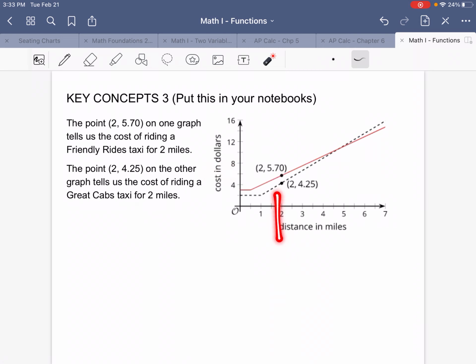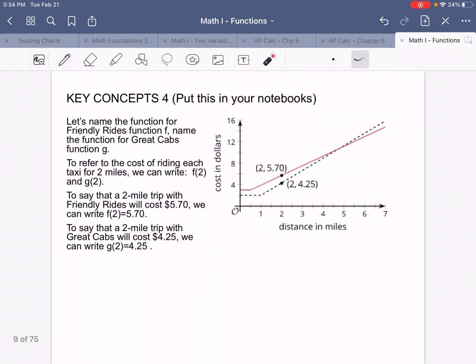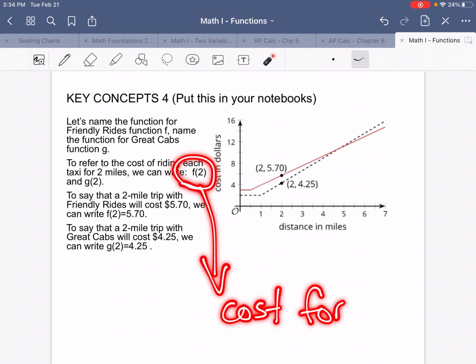The point (2, 4.25), this one right here, tells us the cost of riding a Great Cabs taxi for 2 miles. So the dashed line is Great Cabs. The red line is the Friendly Rides. Now, if we name the Friendly Rides graph function f and the Great Cabs, which was the dashed line, function g, to refer to the cost of riding each taxi for 2 miles, we can write, well, for Friendly Rides, the cost for riding 2 miles would be f of 2. So f of 2 is the cost for 2 miles in Friendly Rides.